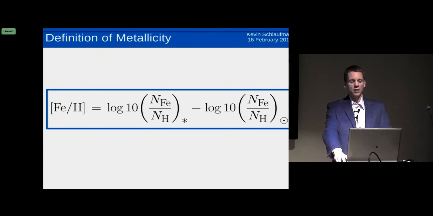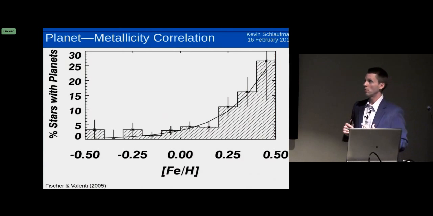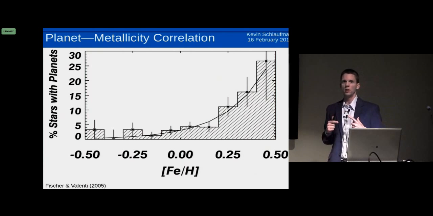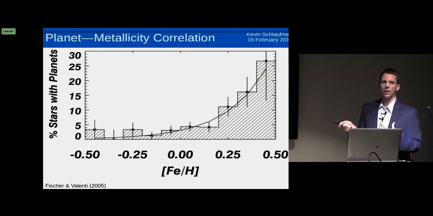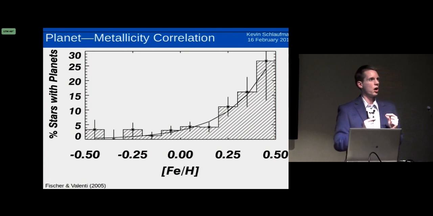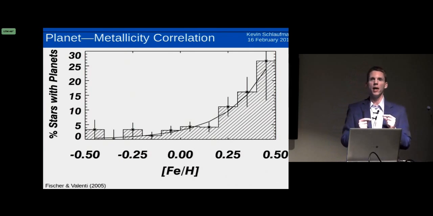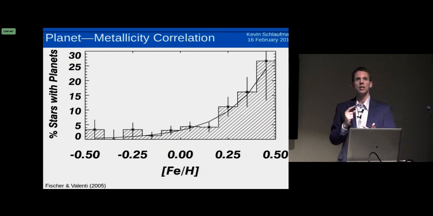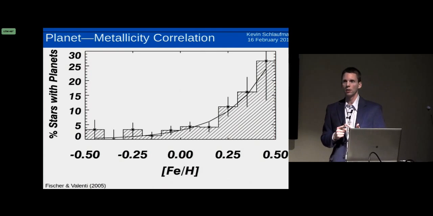So now perhaps the single most important discovery in terms of understanding giant planet formation that has been made in the history of exoplanets to this point is encapsulated in this diagram right here. That is that the fraction of stars like the sun that have a giant planet like Jupiter is a sensitive function of the metallicity of the host star.